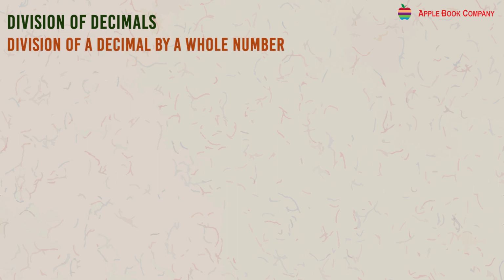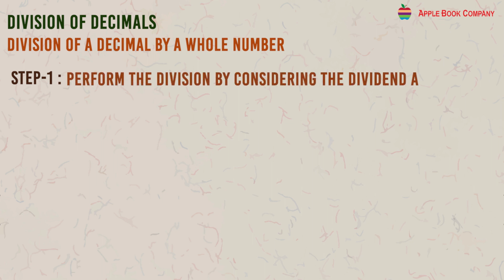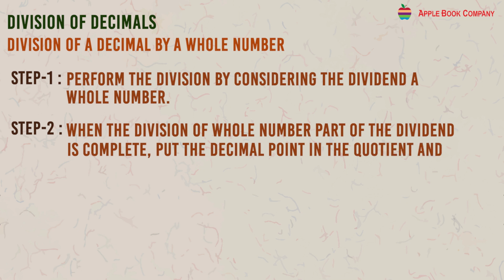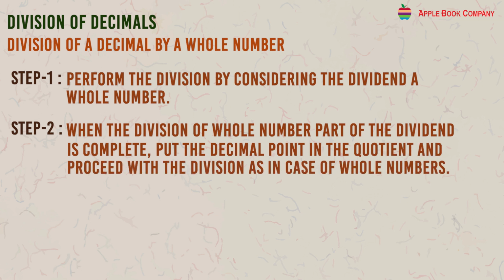Now let us learn division of decimals. Division of a decimal by a whole number. To divide a decimal by a whole number, we follow these steps. Step 1. Perform the division by considering the dividend a whole number. Step 2. When the division of the whole number part of the dividend is complete, put the decimal point in the quotient and proceed with the division as in the case of whole numbers.